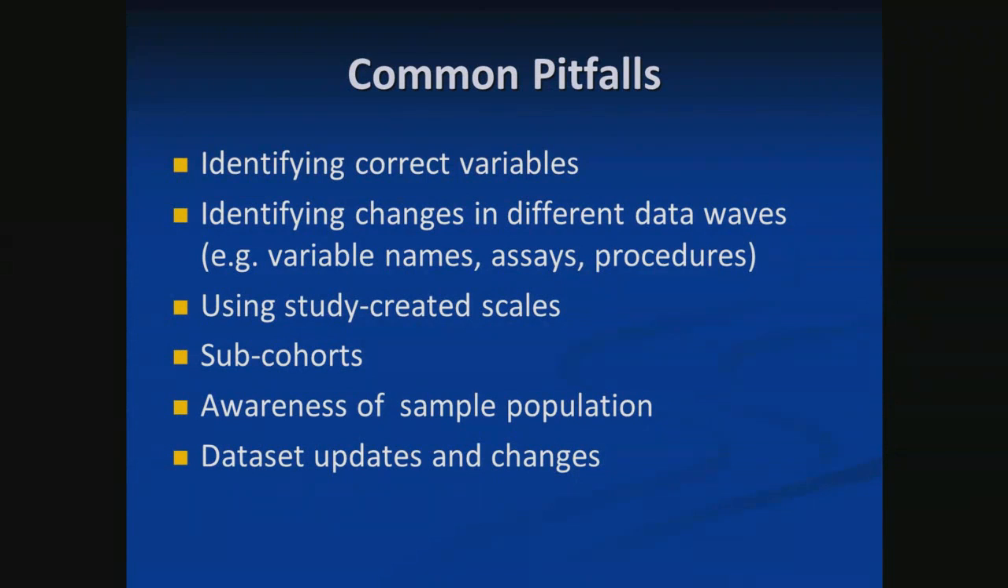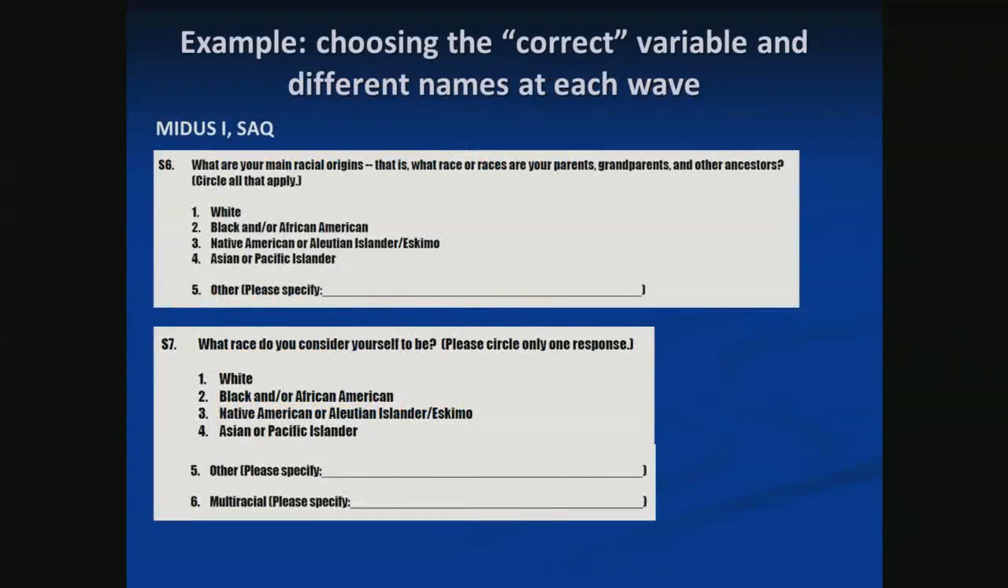Awareness of population sample and the data set updates we talked about. Okay, I'm going to give you an example of something that happened in MIDUS. This is the Midlife in the US study. So let me give you an example of choosing the correct variable. Okay, so we wanted something simple. We just wanted race, ethnicity from MIDUS. Okay, so MIDUS 1 was the first wave.